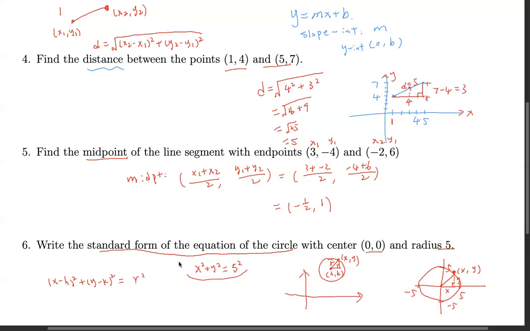So in our case, it's just this, right? Because we have x minus 0 squared, our center h comma k is just 0, 0, plus y minus 0 squared equals radius squared, radius 5. So in the end, we can write x squared plus y squared equals 25. So the equation of a circle centered at the origin is always x squared plus y squared equals radius squared.